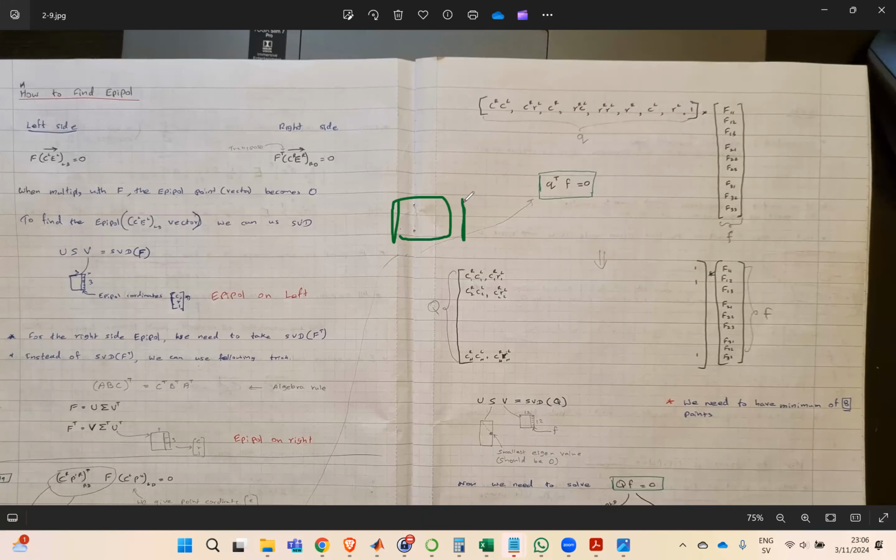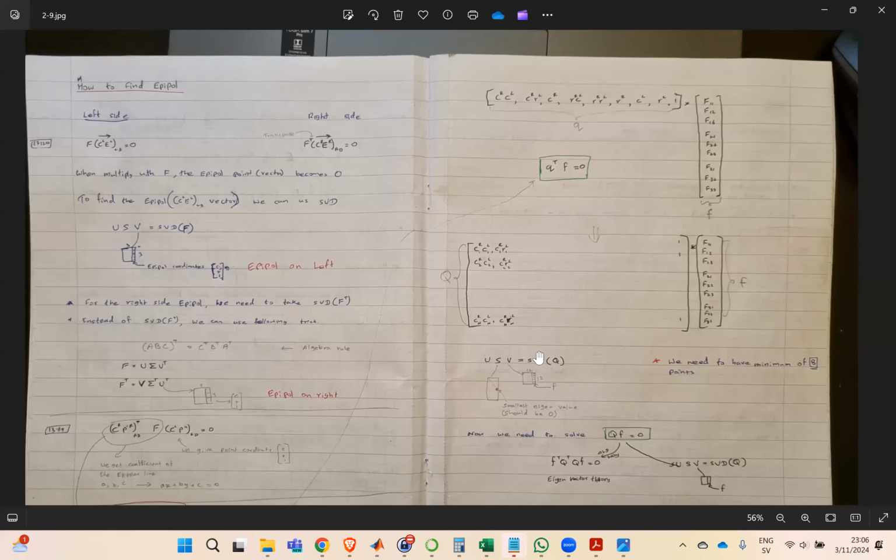F is a vector, and the other side is 0. We call this a homogeneous equation. How to solve this? SVD. Big matrix, small vector, long vector equal to 0. Solve it with SVD.